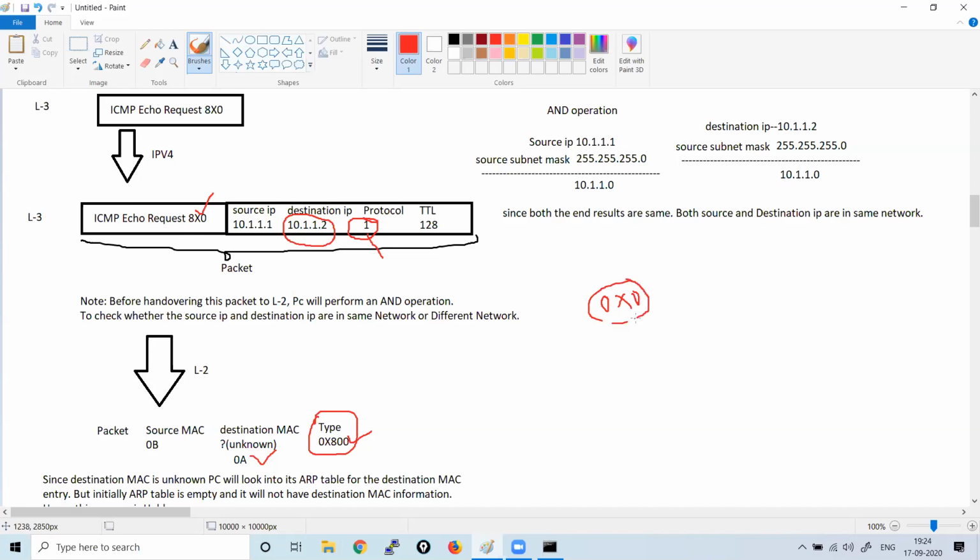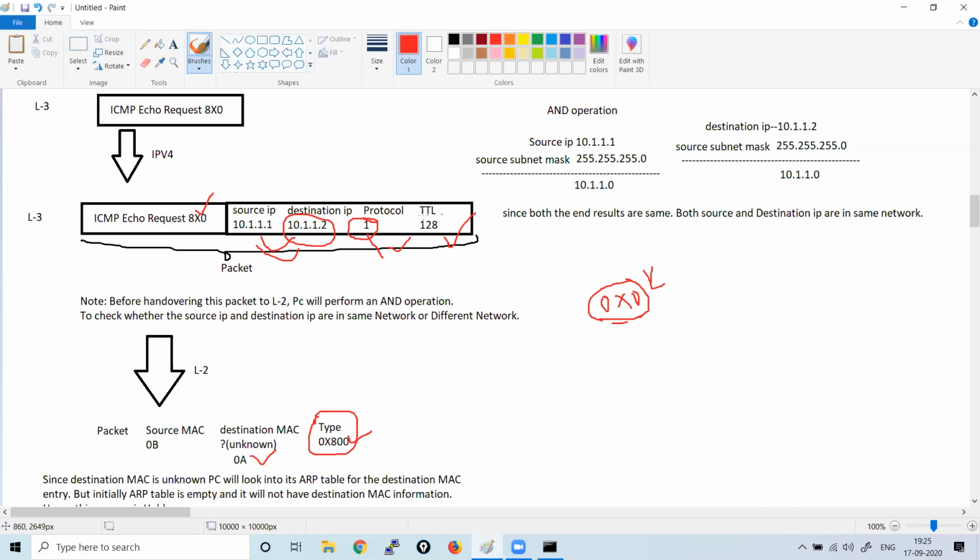The reason it is replaced like this is because it's a reply, an ICMP echo reply. Now these two are inversed. Correct? Now protocol remains the same. TTL remains the same because that is initiated and there is no layer 3 device involved over here. Am I clear?